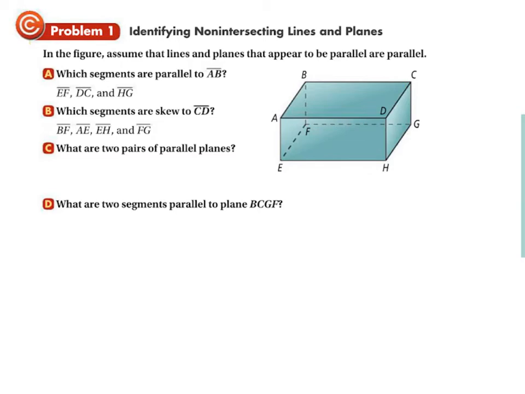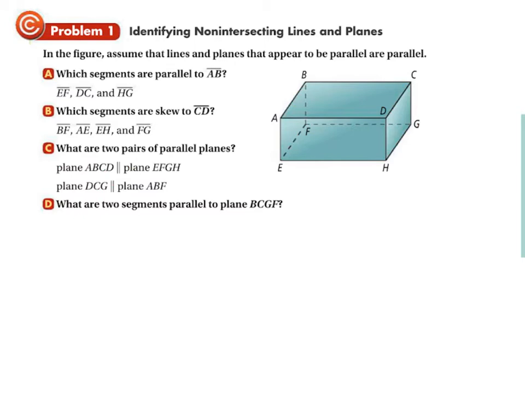Now, what are 2 pairs of parallel planes? Well, you can have plane ABCD on the top and plane EFGH on the bottom. Those are the top and bottom of the box, and we can assume they're parallel. Notice they named it with 4 letters, the 4 corner letters. You can also name a plane with 3 non-collinear points. So they say plane DCG, that's right here. That's the right side of the box. What about the left side of the box? Plane ABF. You could name it differently, but that's the idea.